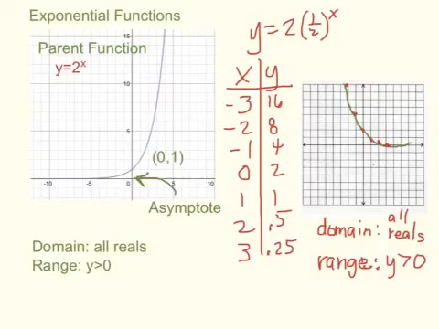-1 gives me 4. 0 gives me 2, 1 gives me 1, 2 gives me 0.5, and if I plug in 3 for x, I get 0.25.